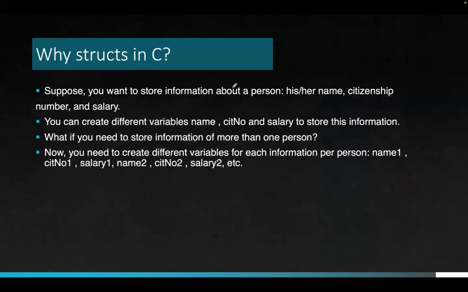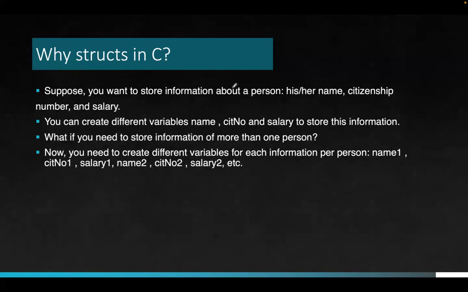Now, a big question will come, right? Why do we need structures in C? Let's take an example. With an example, I'm explaining why we need structures in C. Suppose you want to store some information about a person: his name, citizenship number, and salary. You can create different variable names. Let's say in your society or colony, you have 1,000 people. So 1,000 people will have 1,000 different names, and their citizenship numbers and salaries are different. You can store it. What if you want to store it for more than one person?